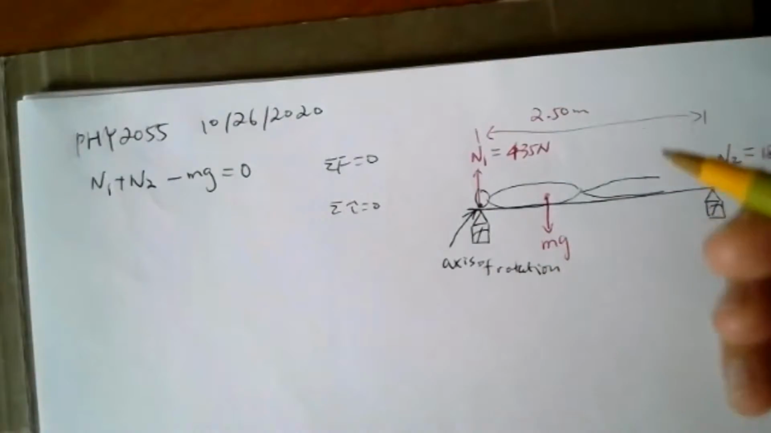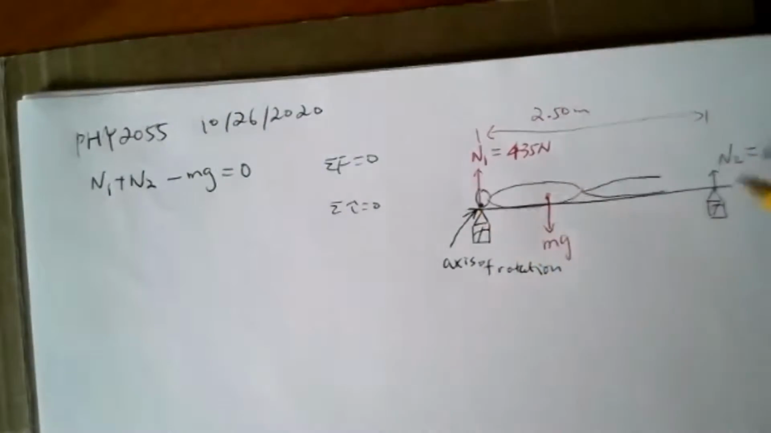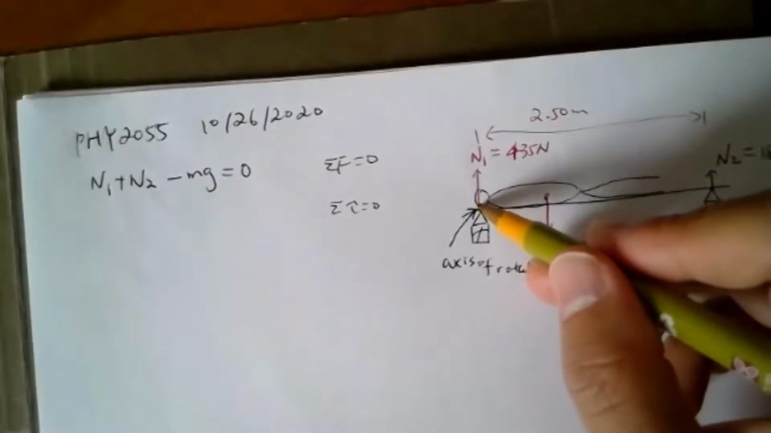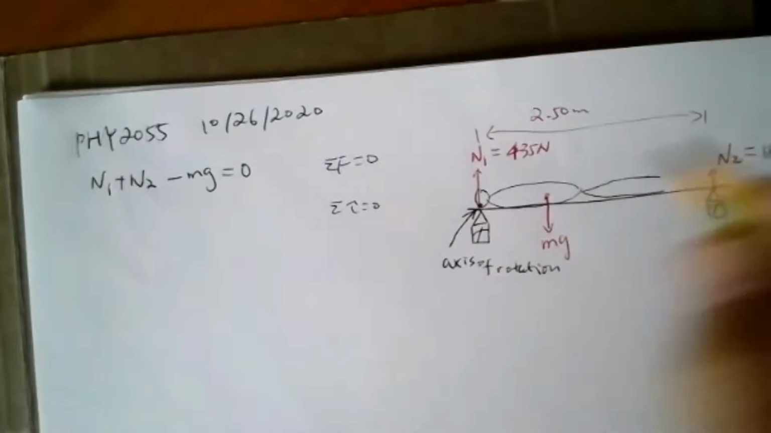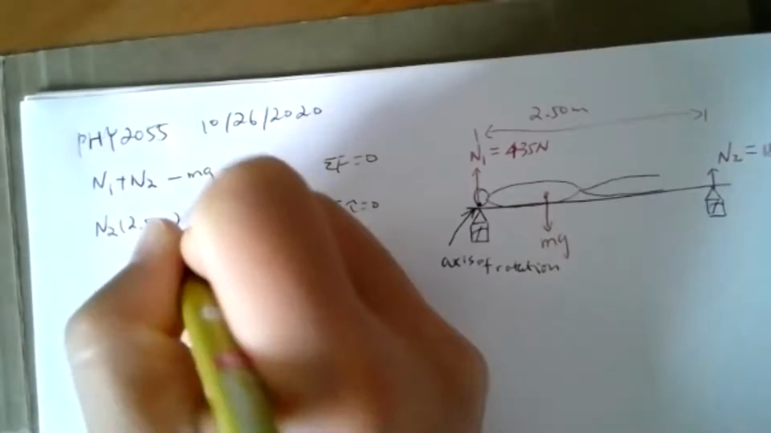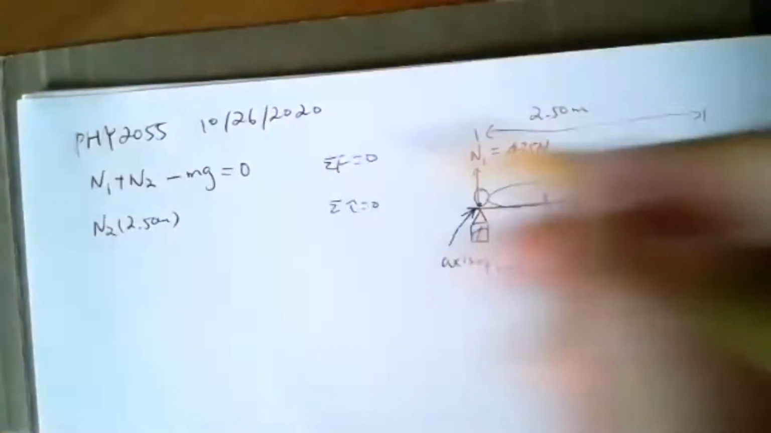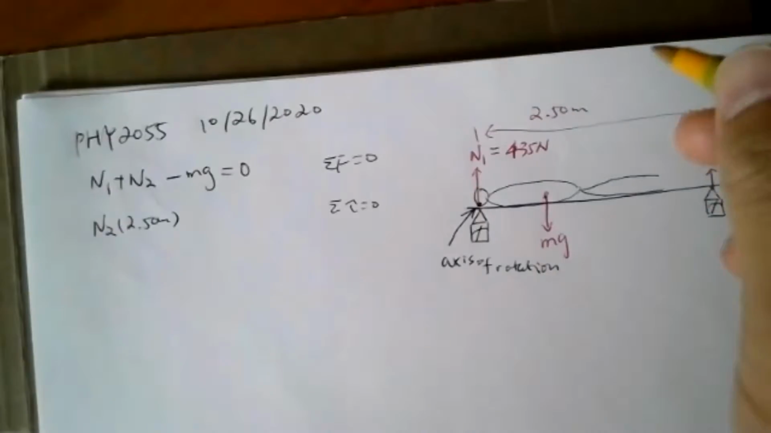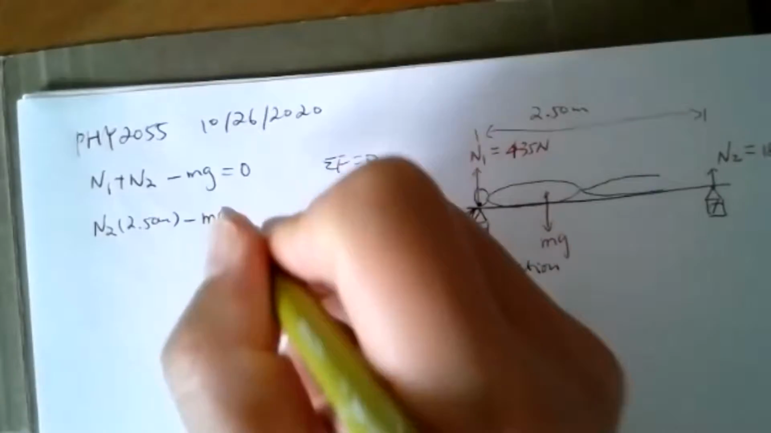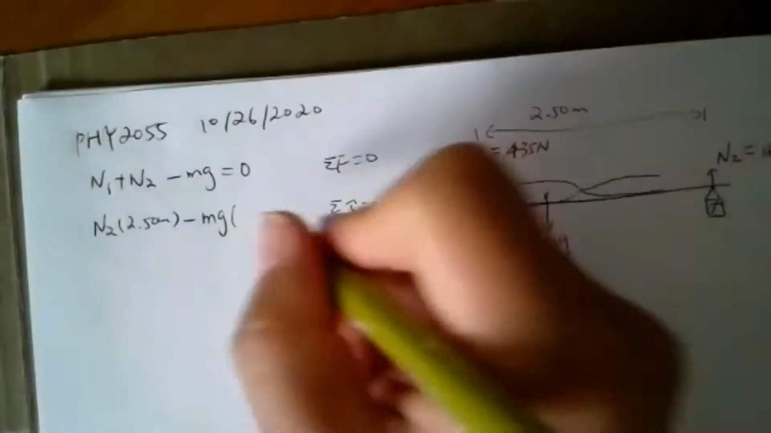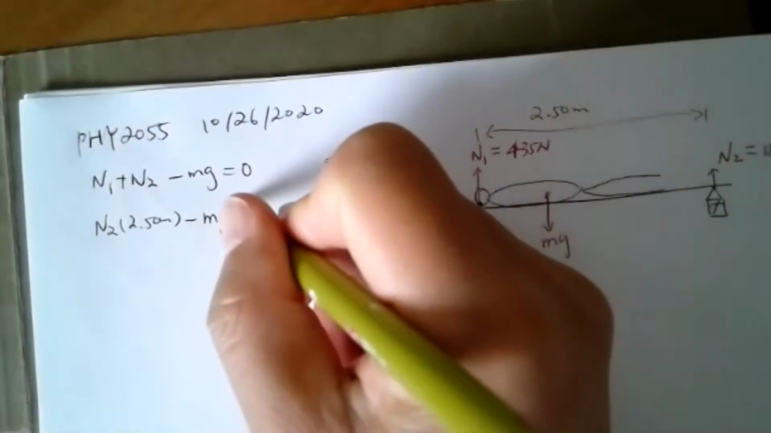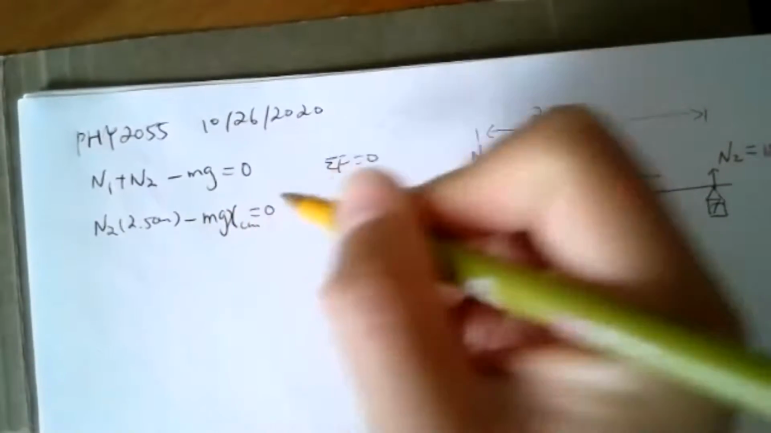So then I will have just torque by this force N2 and then Mg. Torque by N1 will be equal to 0 because it's at the axis of rotation, okay? So then N2 times the 2.5 meters, right? And that makes this guy rotate counterclockwise. This mg will make it rotate clockwise. So minus mg times what we are looking for, the center of mass, x center of mass, that equals 0.